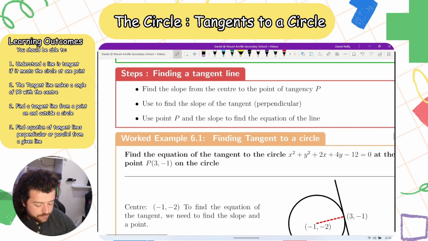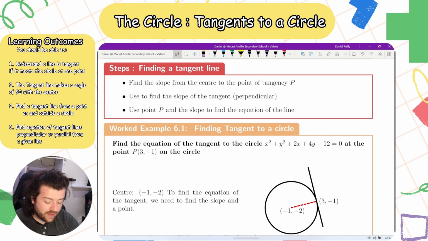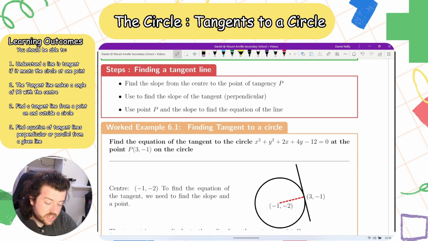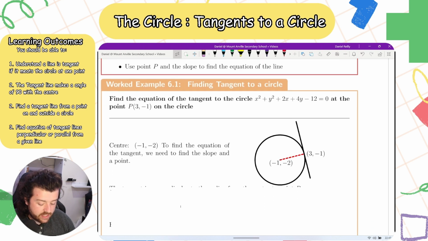So, how do we find the equation of a tangent line? If we're given a point on the line, we find the slope from the center to the point of tangency, and then we find the slope of the tangent, so it's perpendicular. So we have to find the slope from the center to that point, flip it and change the sign, that'll be my perpendicular slope, and then use the point P and the slope to find the equation.